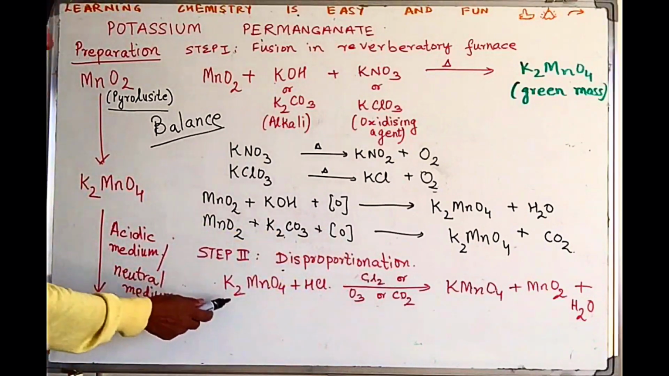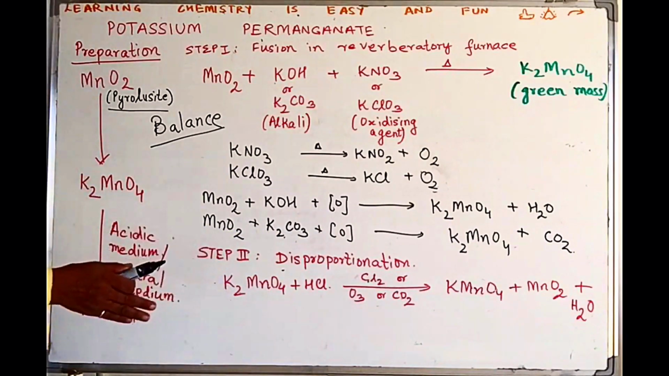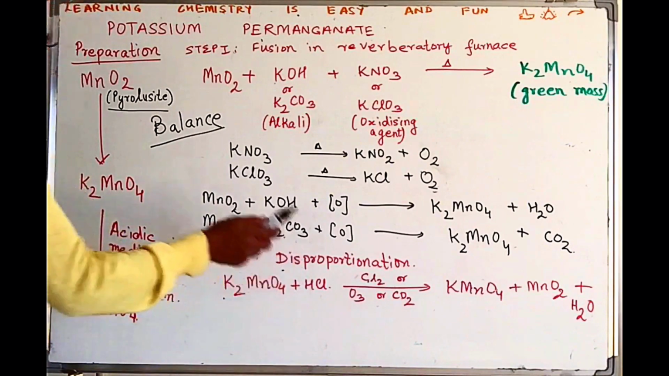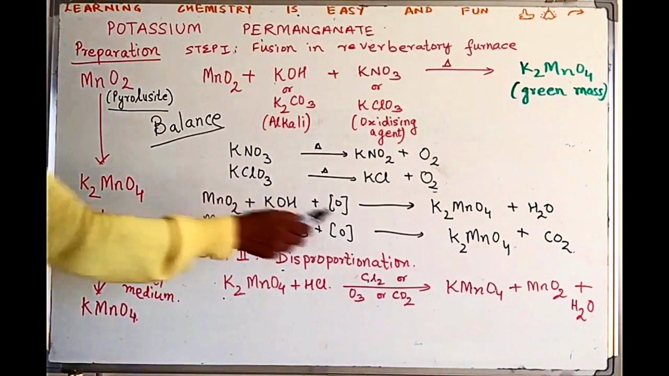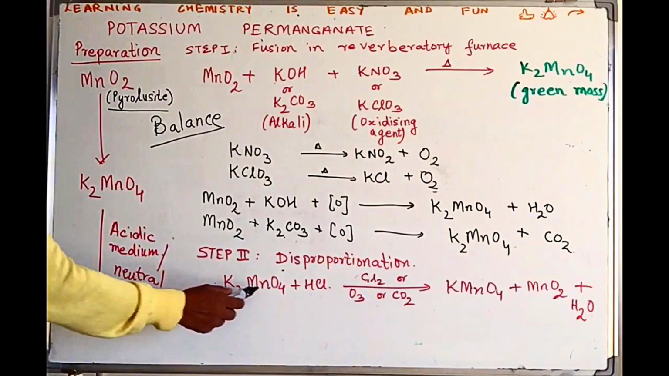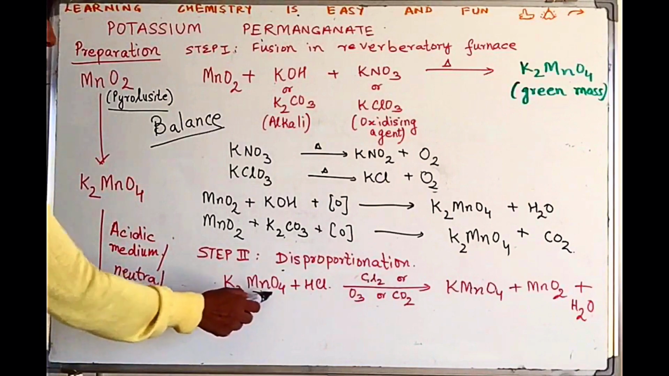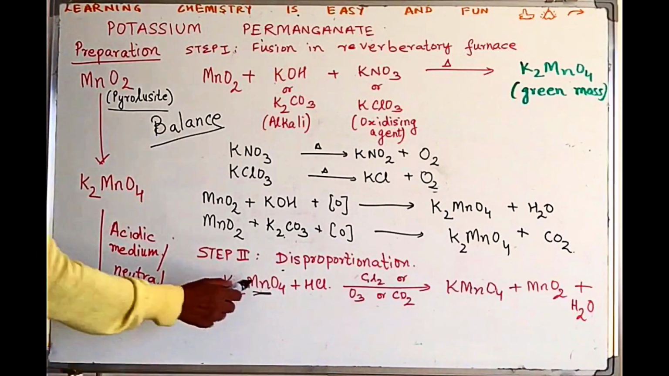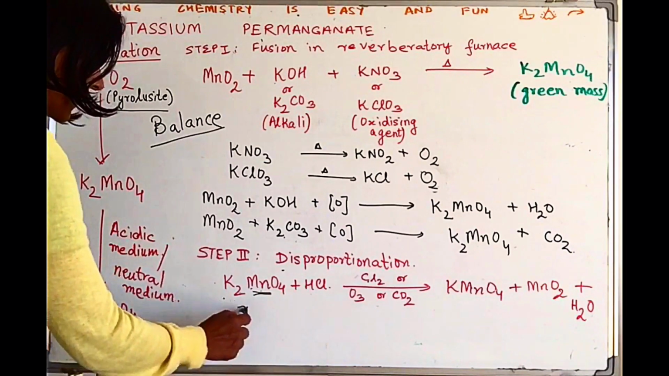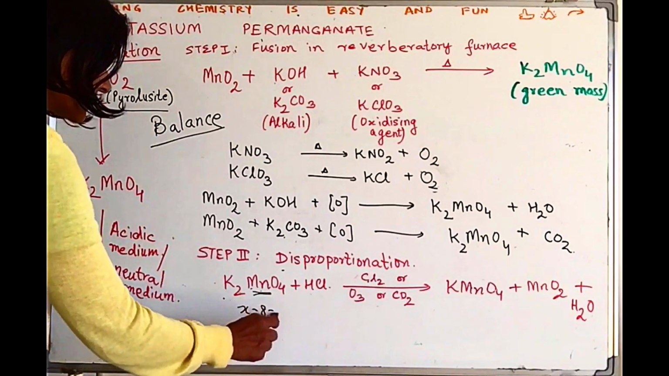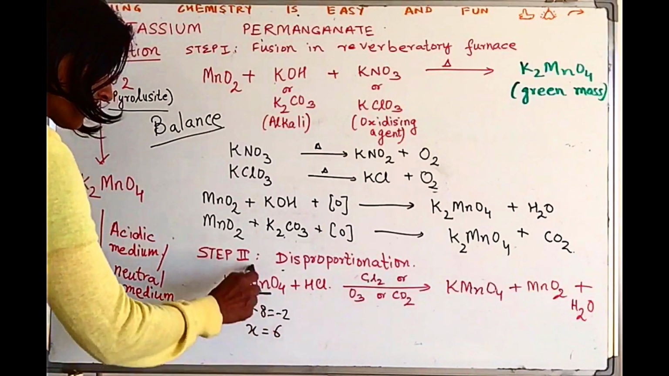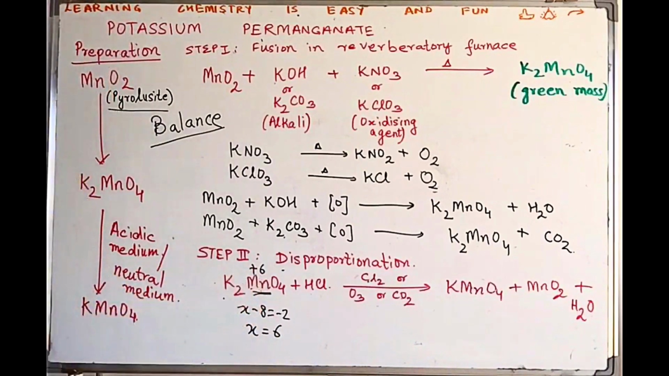Disproportionation is wherein, in an acidic medium, the K2MnO4 is converted to KMnO4. Can you calculate the oxidation number of manganese over here for me? Please remember it's MnO4 2 negative. So we have X minus 8 equals minus 2. So we will have X as 6. The oxidation number of manganese is 6.